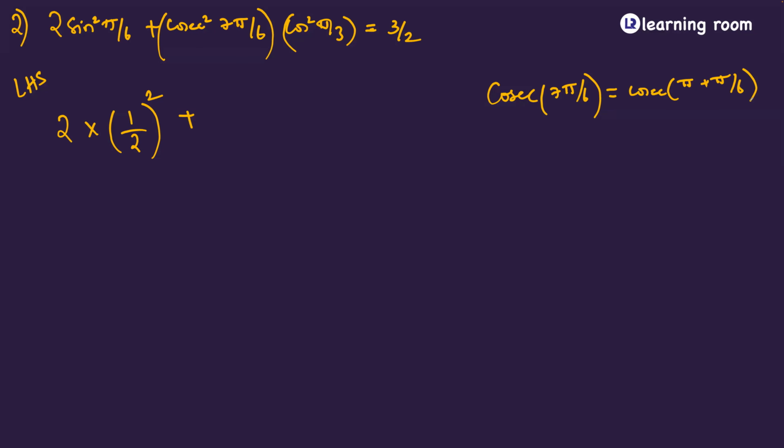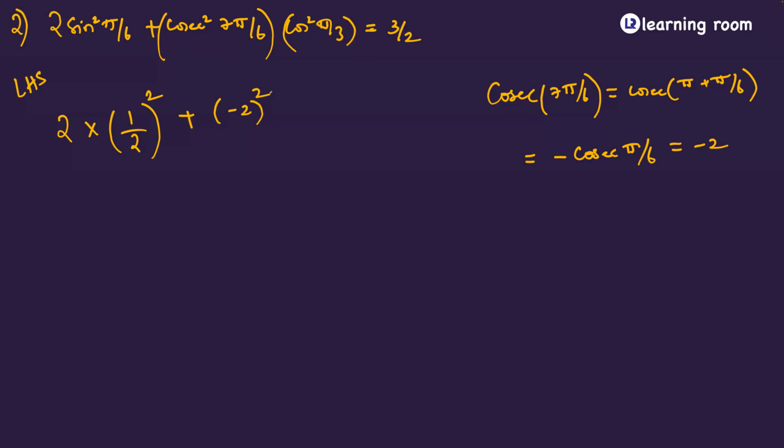You are entering into the third quadrant. So in the third quadrant, cosecant is negative. So minus cosecant pi by 6. See, cosecant pi by 6 is 2, because sine pi by 6 is half, so cosecant pi by 6 will be 2. And this is going to be minus 2. So here it will be minus 2 the whole square.